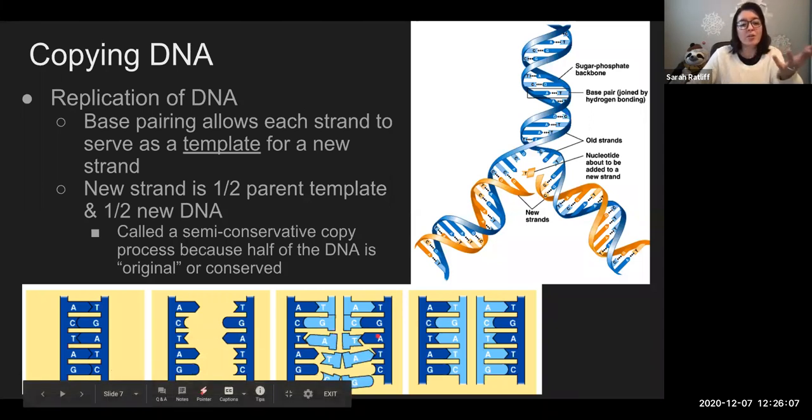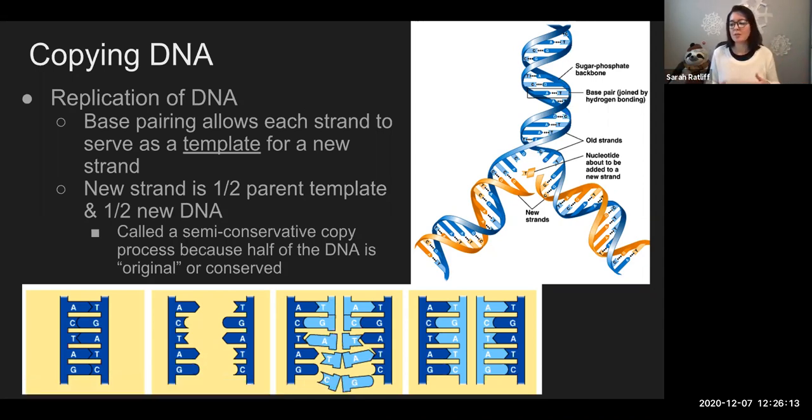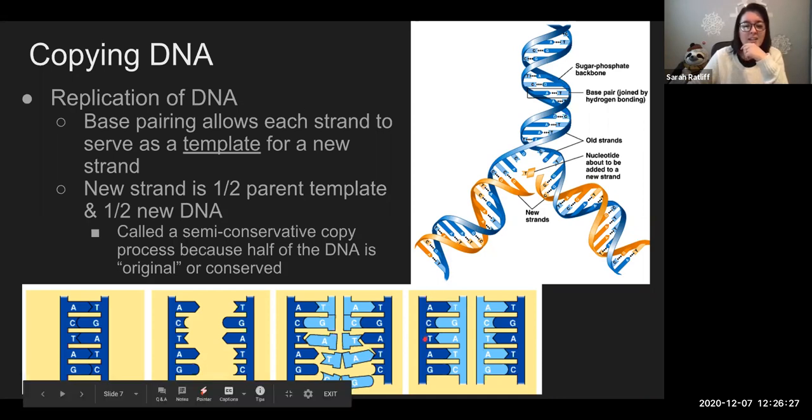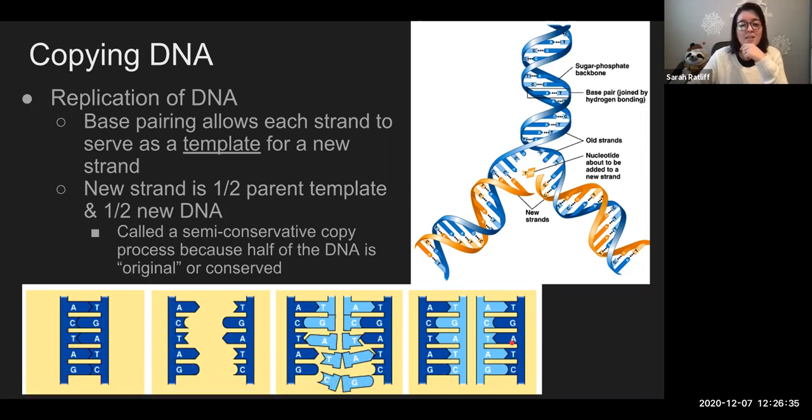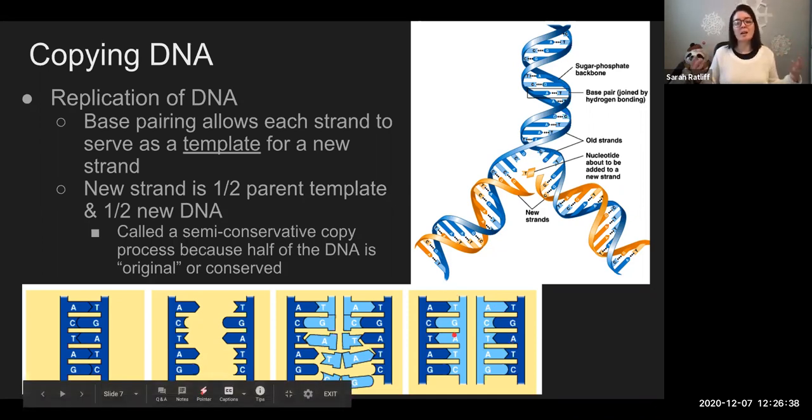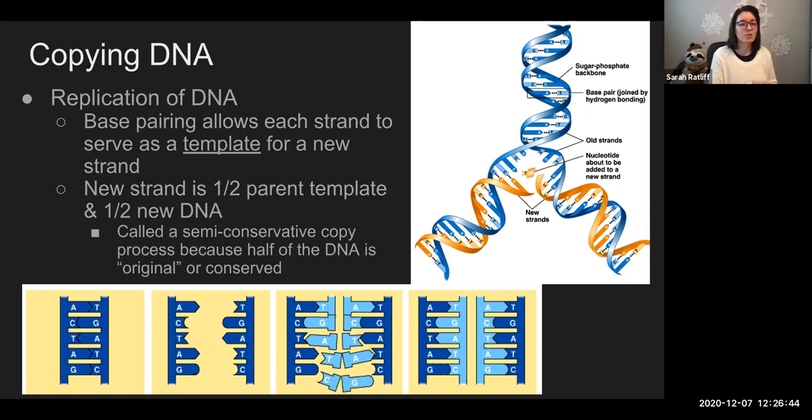All right, so looking at how we're pairing these things, A pairs to T, T pairs to A, C pairs to G, G pairs to C, we can create 2 exact copies. If we look at the final pane here in our diagram across the bottom, our dark blue on the left side is the exact same as the light blue on the right side, and the dark blue on the right side is the exact same as the light blue on the left side. So we made 2 exact copies of DNA just by splitting it in half. This is called semi-conservative replication.